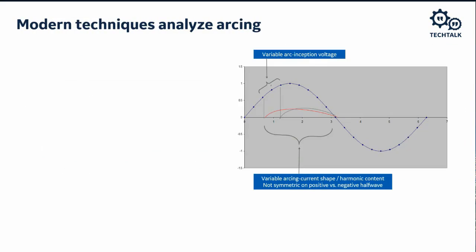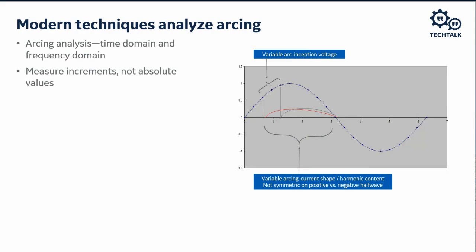So we use modern techniques to analyze arcing. We look at the arcing signature. The red and gray lines in the graphic here are variable arcing current shapes, in reference to an ideal sine wave in blue. These methods analyze the arcing time domain and frequency domain aspects. They measure increments in the current inputs, not the absolute and peak values, and these methods incorporate load analysis and pattern recognition.